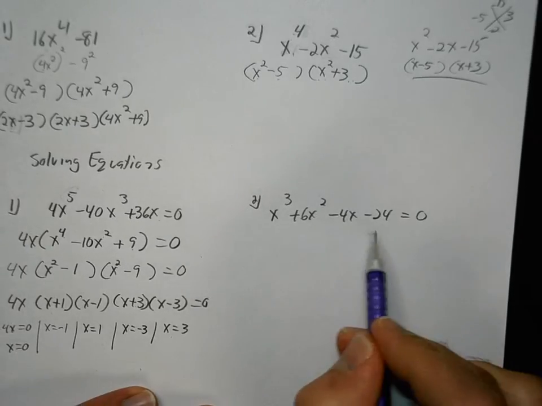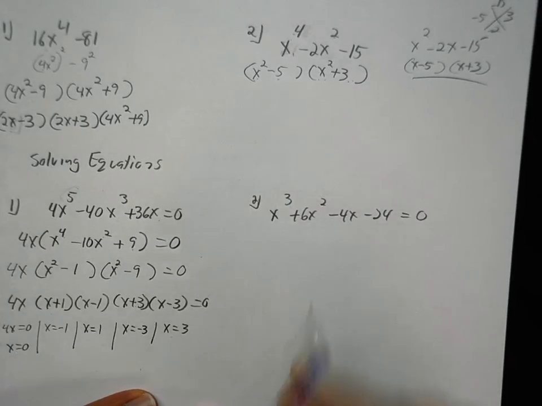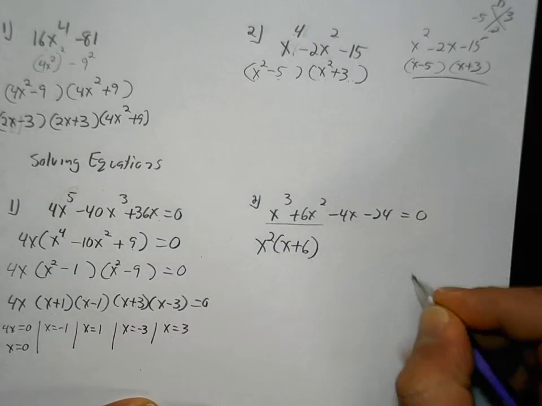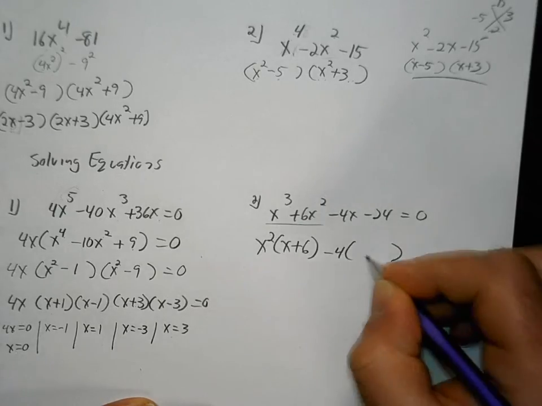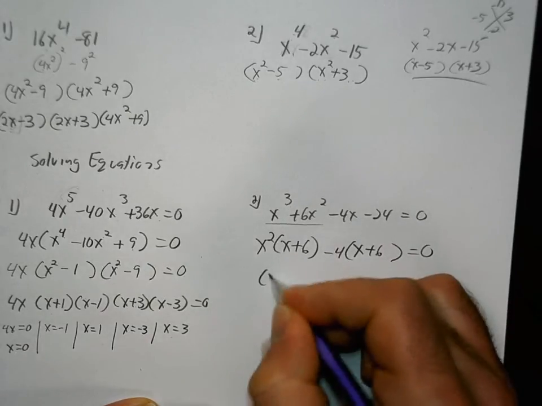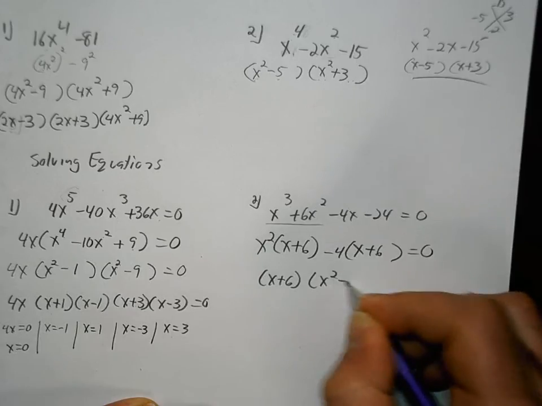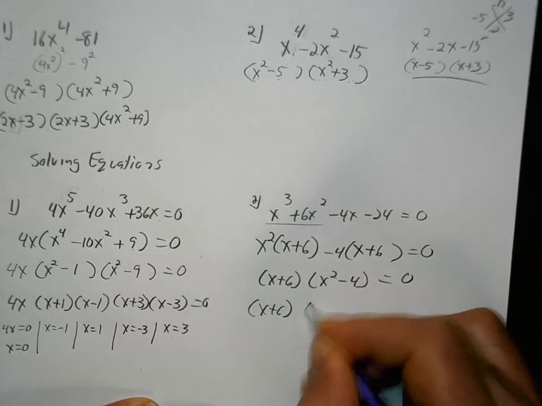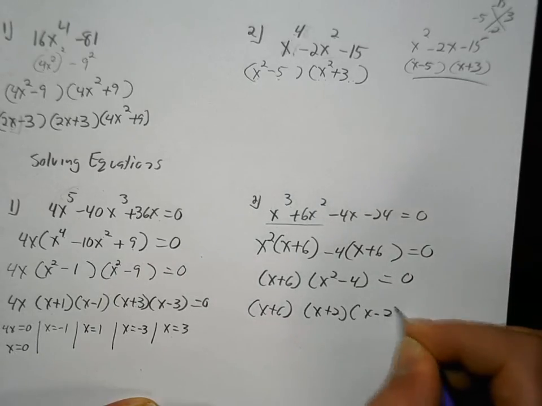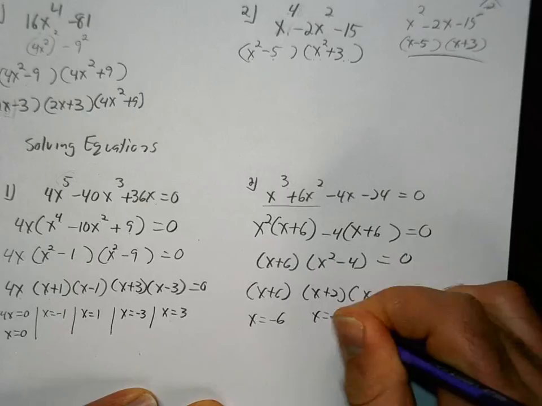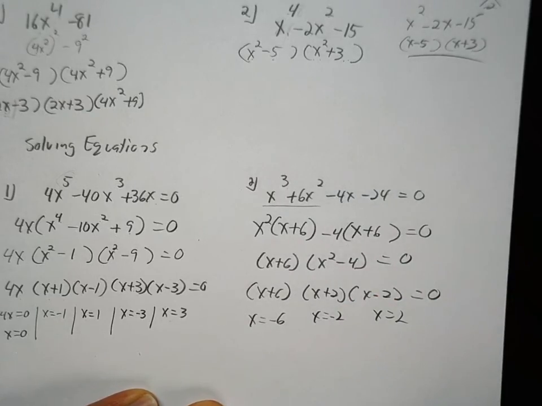Okay, we're running out of time here, so let's do this last one. A cubed, a squared, an x, and a constant. So this is factoring by grouping. Let's factor an x squared out of that. Gives me an x plus 6. Factor a negative 4 out of this. Gives me an x plus 6. And then I factor out an x plus 6, and then I get x squared minus 4. This is a difference of squares. So that's going to be x plus 2, x minus 2. So I've got a solution of x equals negative 6, x equals negative 2, x equals 2. Okay, so that concludes section 5.4.